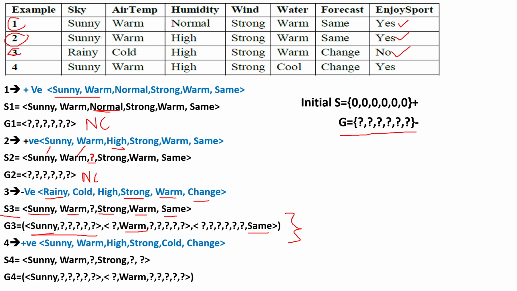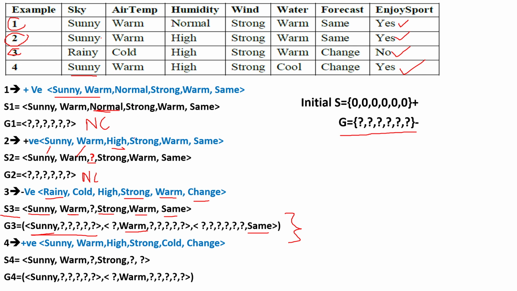The last one is the positive example. Both positive as well as negative examples you have to consider. Now the example is a positive example. You have to change the specific hypothesis. No change in sky. Earlier it was sunny, now also the same. Air temperature, earlier it was warm, now also the same.